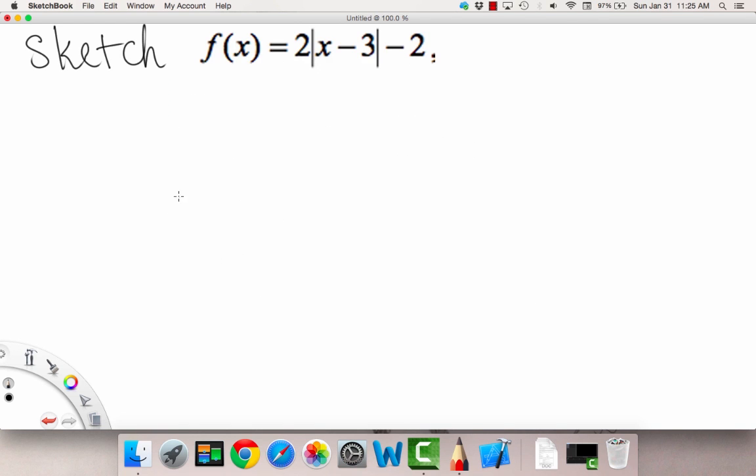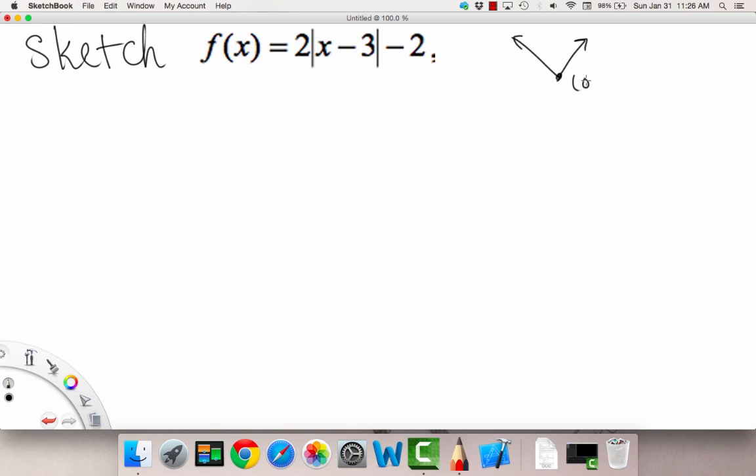Okay, for this example, we're going to sketch this graph, okay? So basically all we have here is some kind of absolute value graph, but it's been shifted a little bit to the right or left, up and down, and been stretched, okay? So what I like to do first for any kind of graph is, if possible, find the vertex first, right? So vertex meaning, in our case, for the absolute value, right where that corner is, okay?